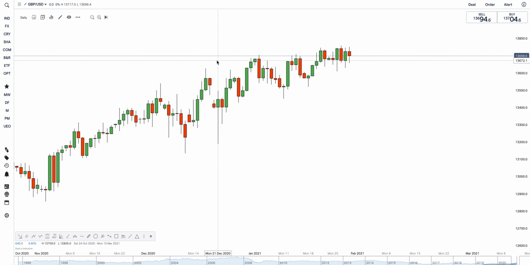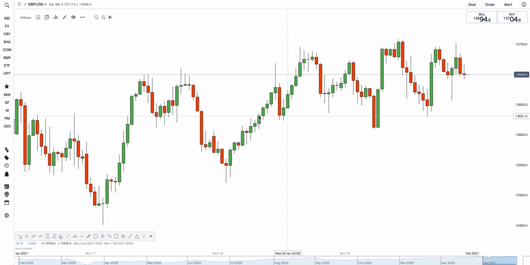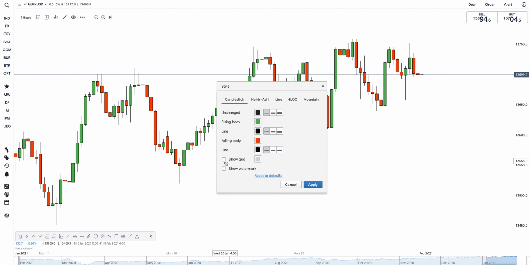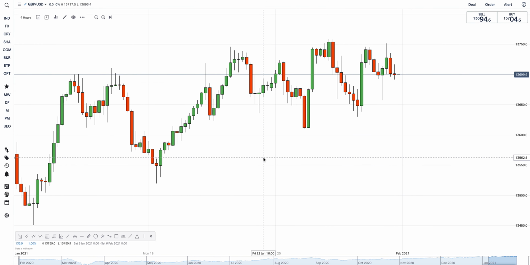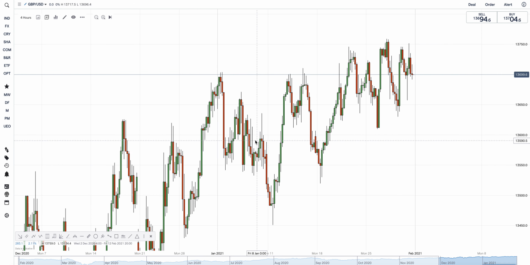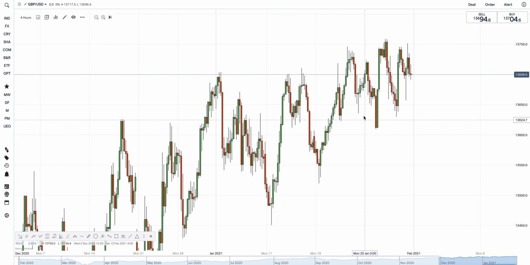4-hour. I will just customize the appearance, put these back on, just zoom out a little bit, just to get a bit of a feel. So we've got last week, a bit messy.